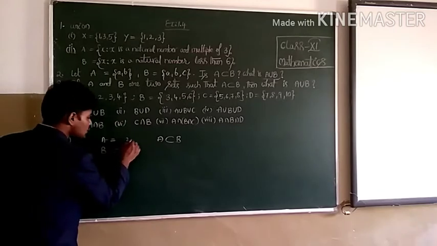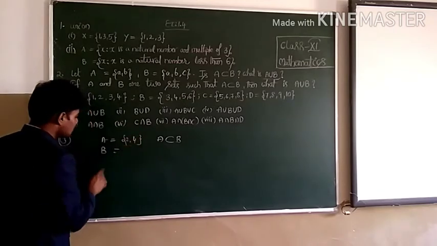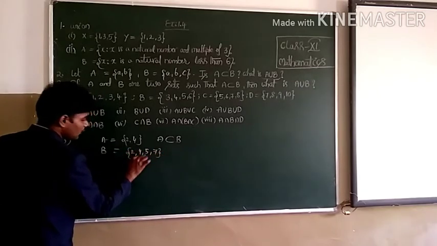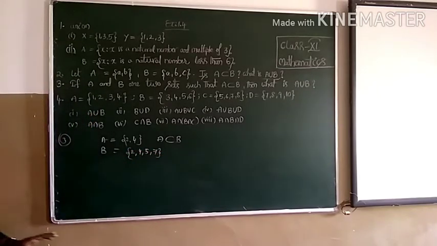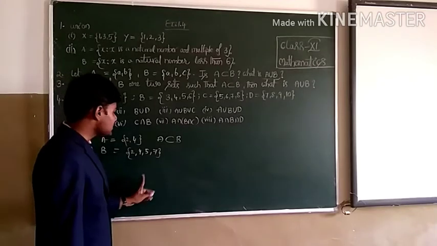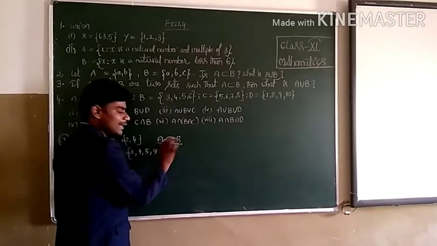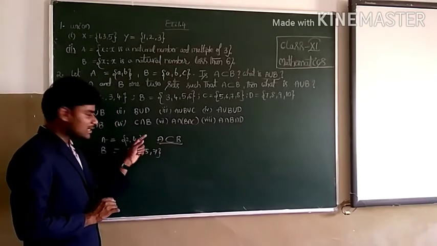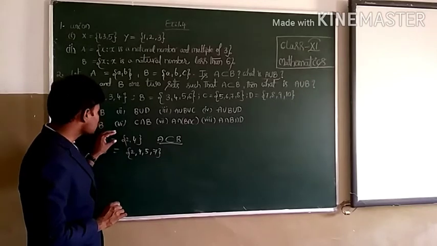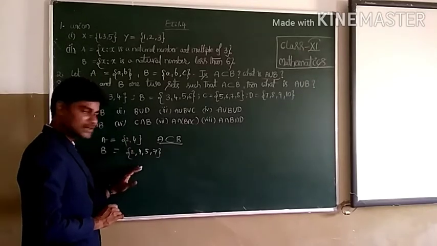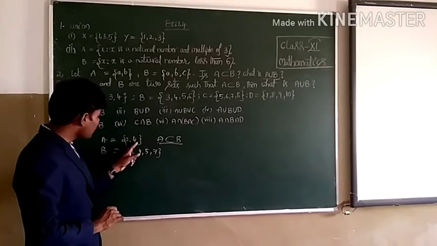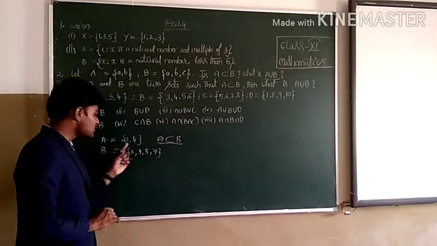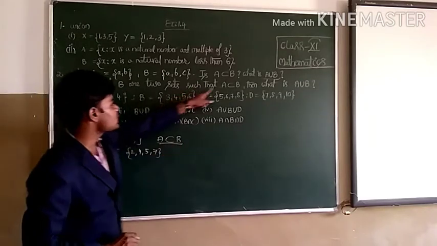Okay. Suppose I consider A as 2 and 4, and B is 2, 4, 5 and 7. Now let's check whether A is a subset of B or not. Subset means the elements which are available in set A are also elements of set B. Then A is a subset of B. Right? Now, 2 and 4 are also available in set B. So that's why A is a subset of B. This condition is satisfied. Right?